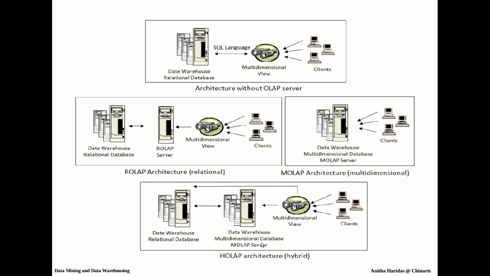Whereas in HOLAP, what are we going to do? The data warehouse relational database is available. One server will be retrieving the multi-dimensional data and it will be maintained here. Whereas the client can directly access the relational database, then it can be transformed into the multi-dimensional view and given to the client. So this architecture is available here, and this architecture is available here. So this is a combination of relational and multi-dimensional architecture.